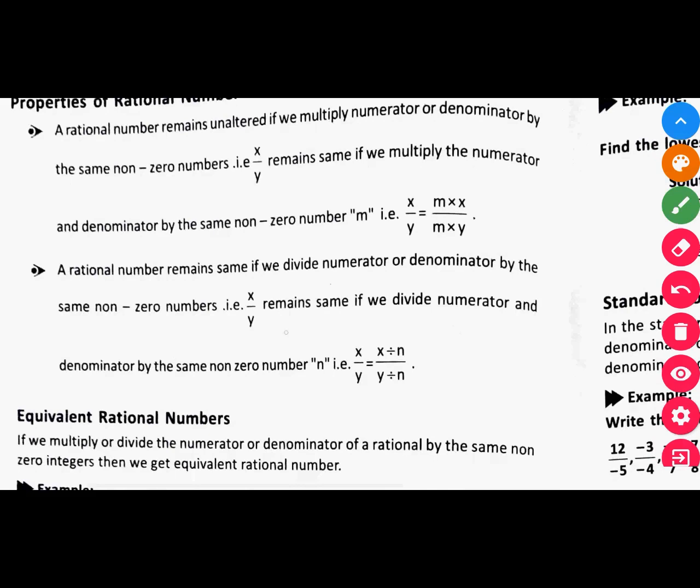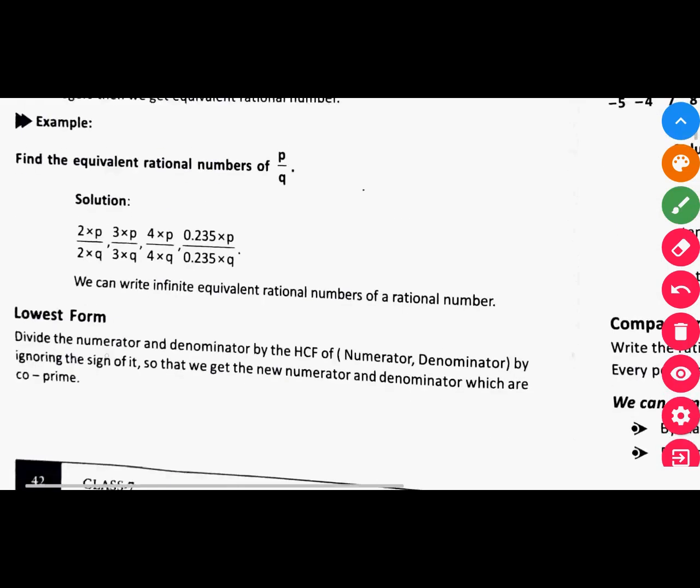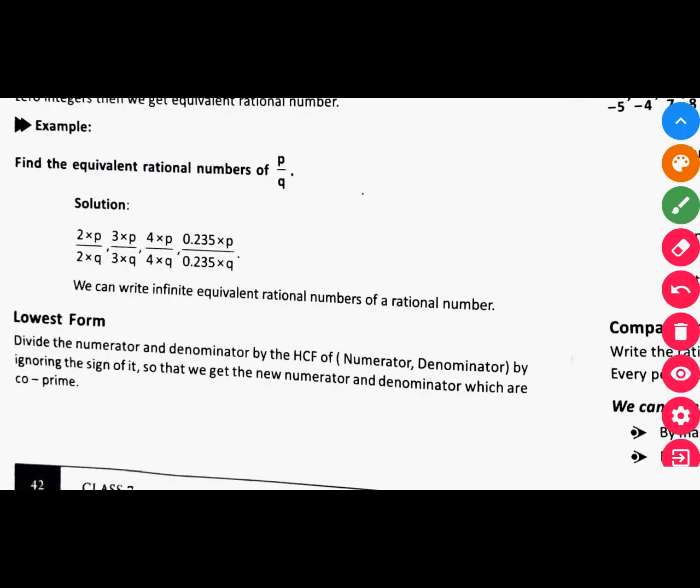A rational number remains the same if we divide the numerator and denominator by the same non-zero number. If we multiply or if we divide, we get the same rational number, which we can say is an equivalent rational number. Okay, so if we multiply or divide the numerator and denominator of a rational number by the same non-zero integer, then we get an equivalent rational number. So by dividing and by multiplying the numerator and denominator of the rational number by the same non-zero number, we get its equivalent rational numbers. Okay.